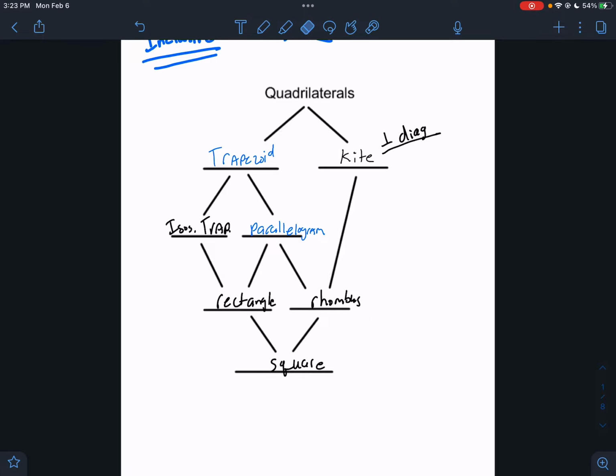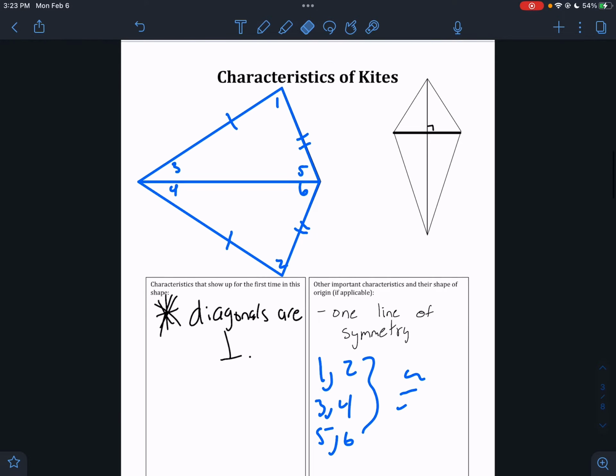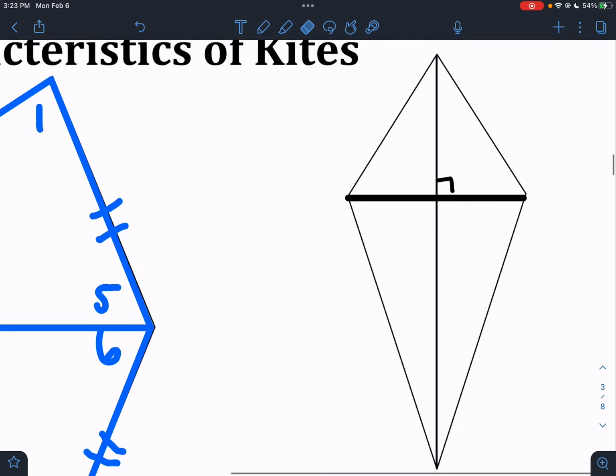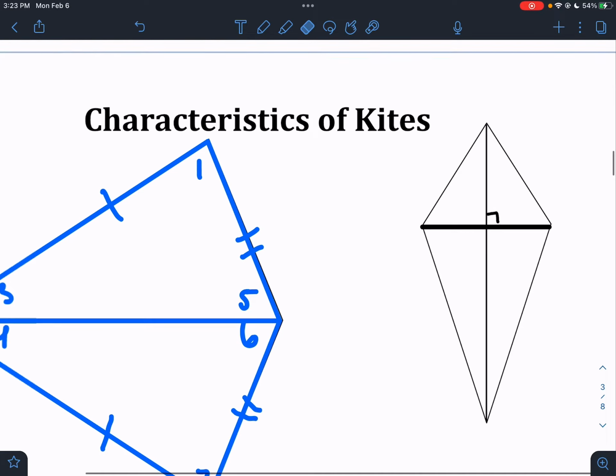I want you to look right here, guys. This is a shape with perpendicular diagonals. Is that a square? No. So just because it has perpendicular diagonals is not a guarantee it's a square. What is it a guarantee? It's a guarantee that it's a kite. But can it be a square?